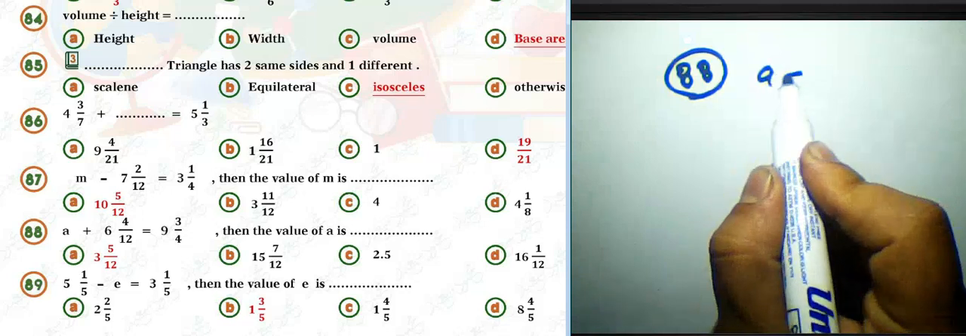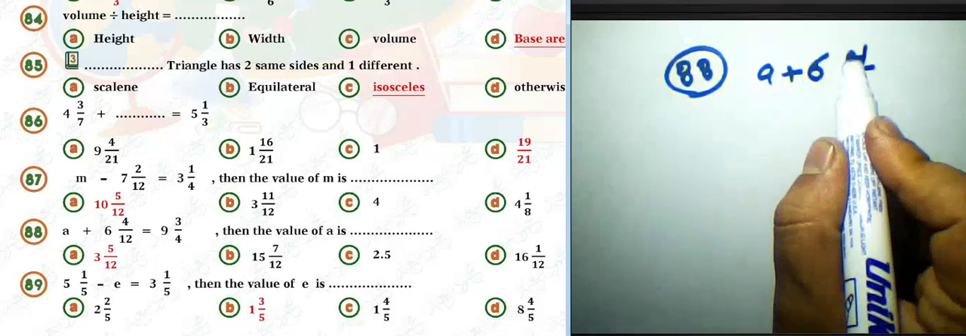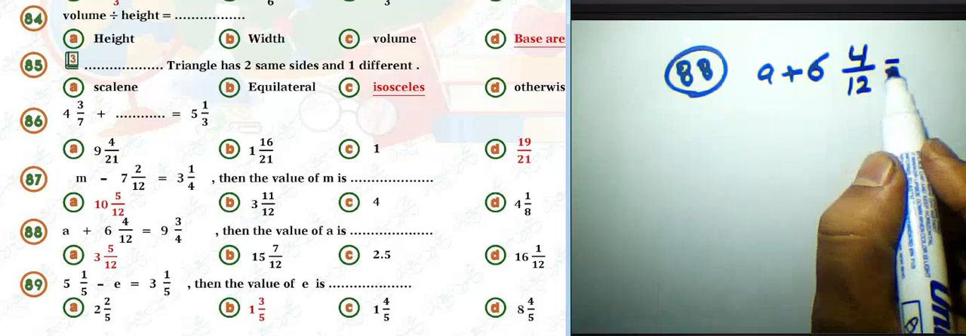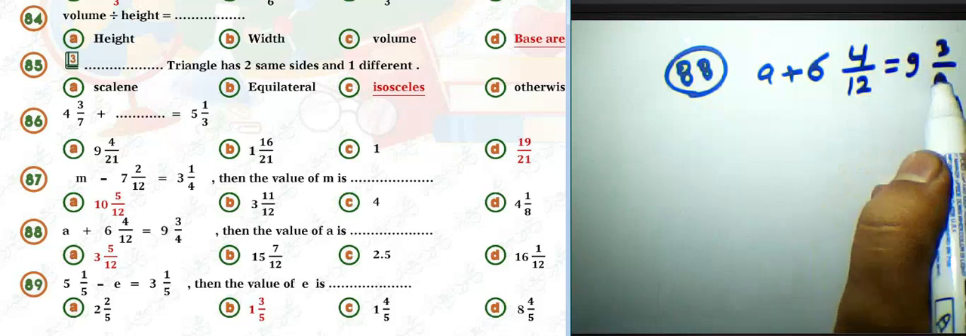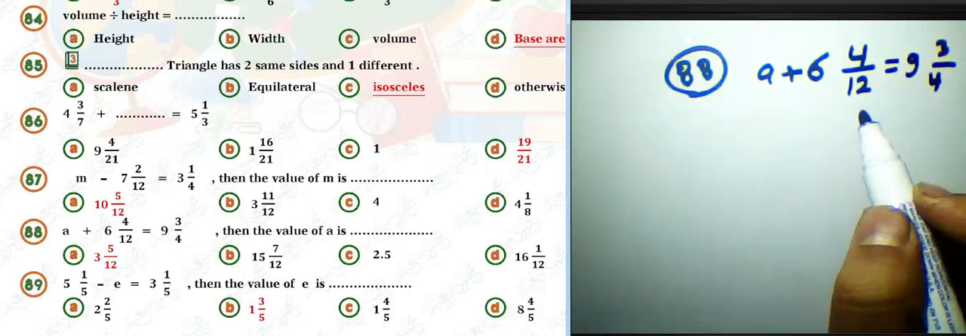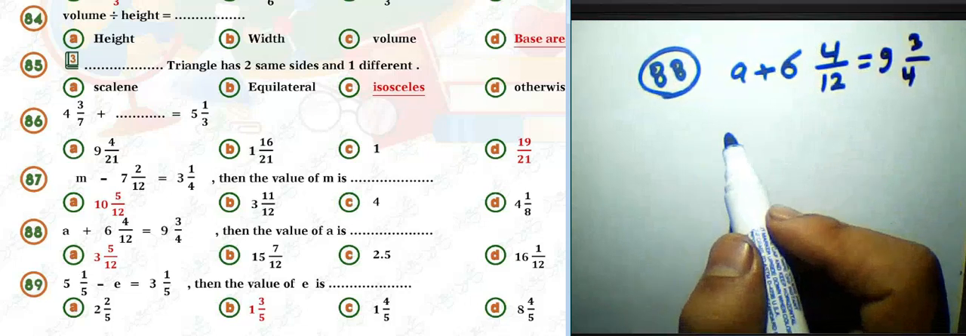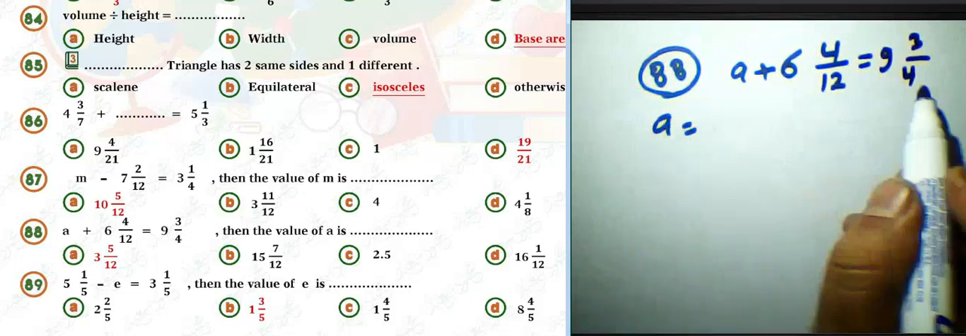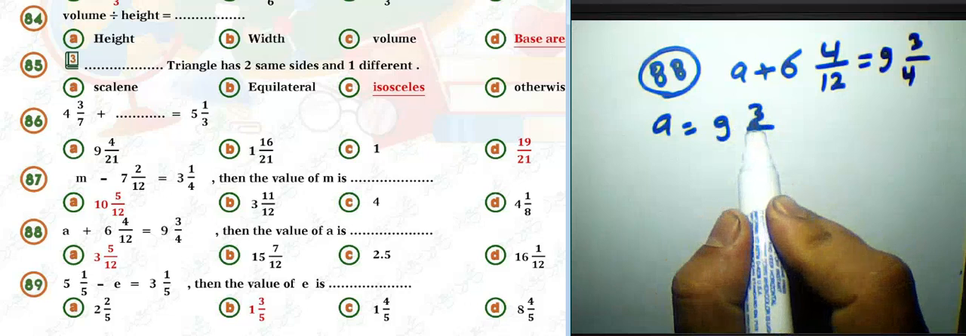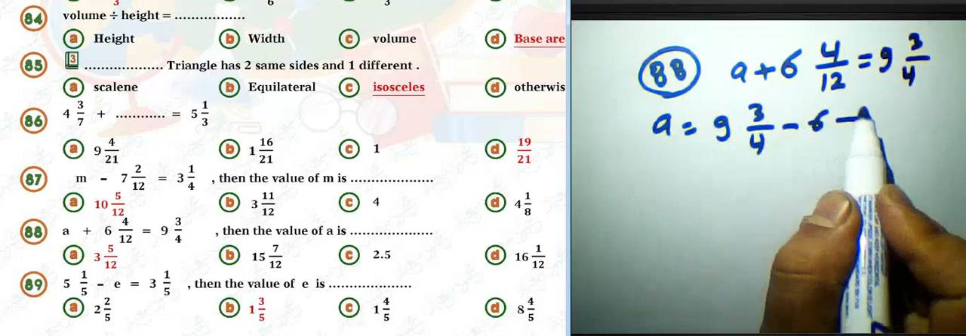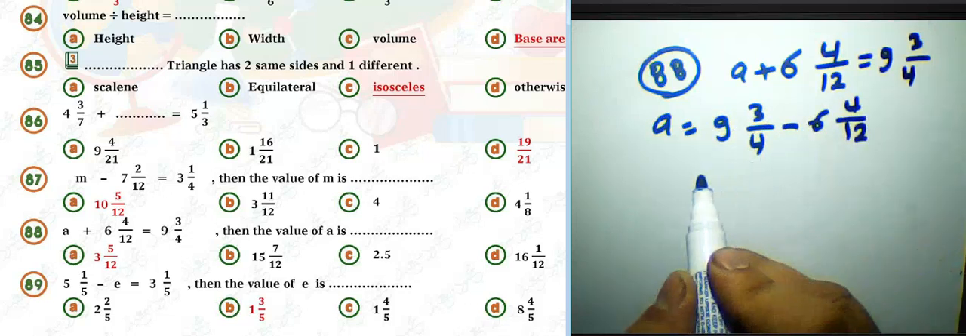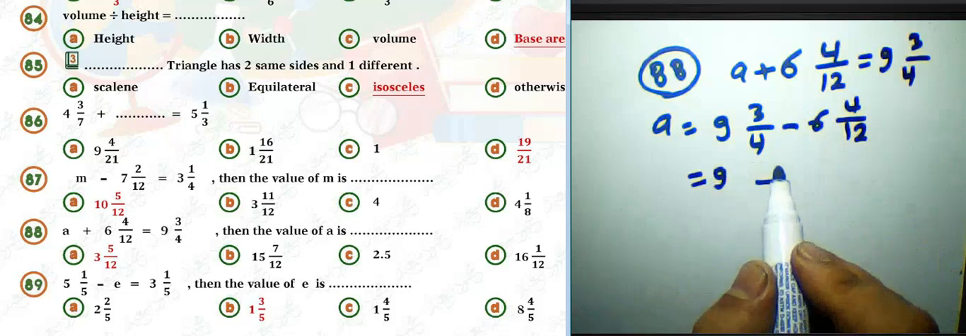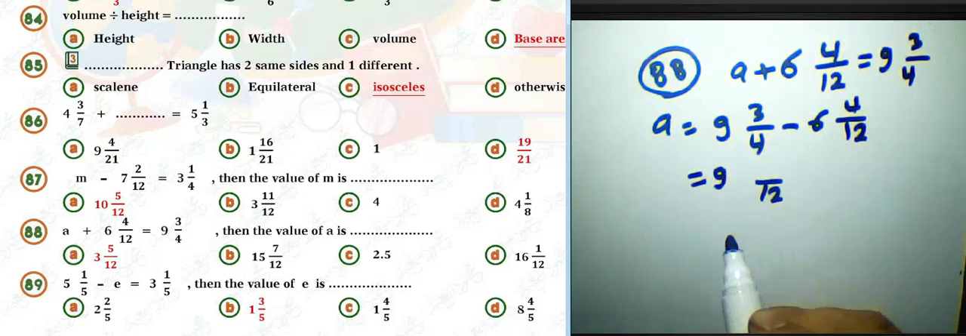A plus 6 and 4 over 12 equals 9 and 3 over 4. Then the value of A equals what? A equals the difference between them: 9 and 3 over 4 subtract 6 and 4 over 12. For 9 and 3 over 4, we can write the multiplication between them, it will be 12.